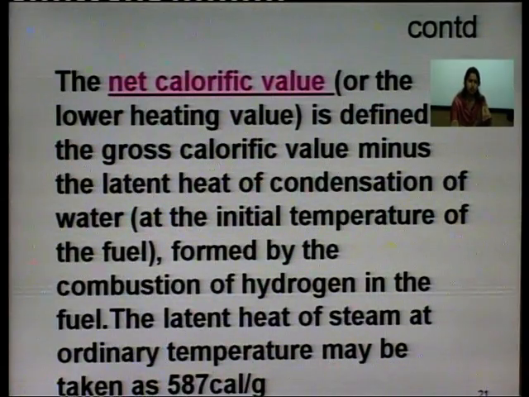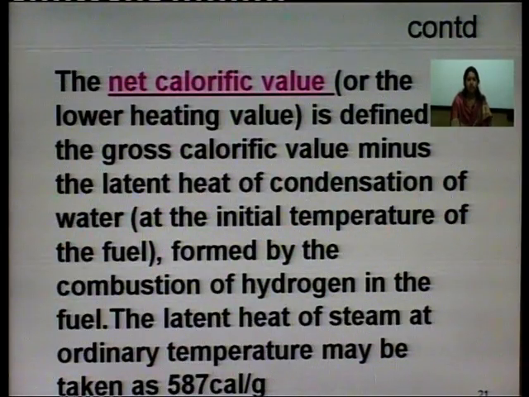The latent heat of steam at ordinary temperature may be taken as 587 calorie per gram. So, what is the difference between the gross calorific value and the net calorific value? In the case of gross calorific value, when the hydrogen is oxidized to steam during the combustion, that steam is allowed to condense under normal, room temperature conditions, and then the latent heat of condensation of water vapor is evolved. That heat is also included in the gross calorific value.